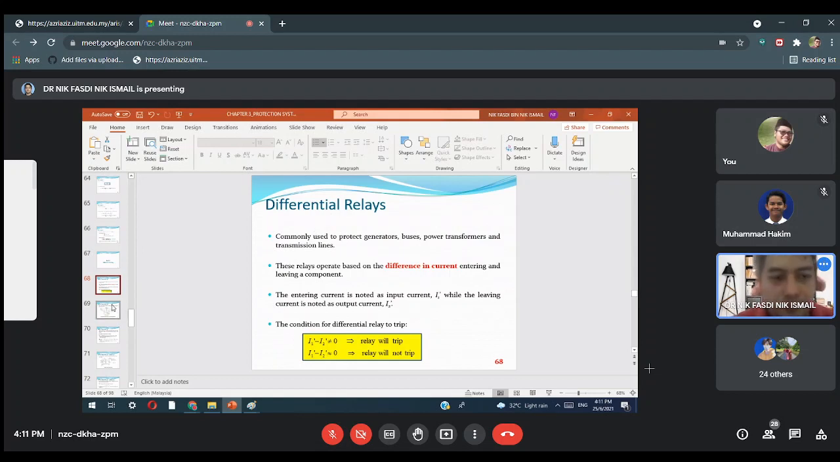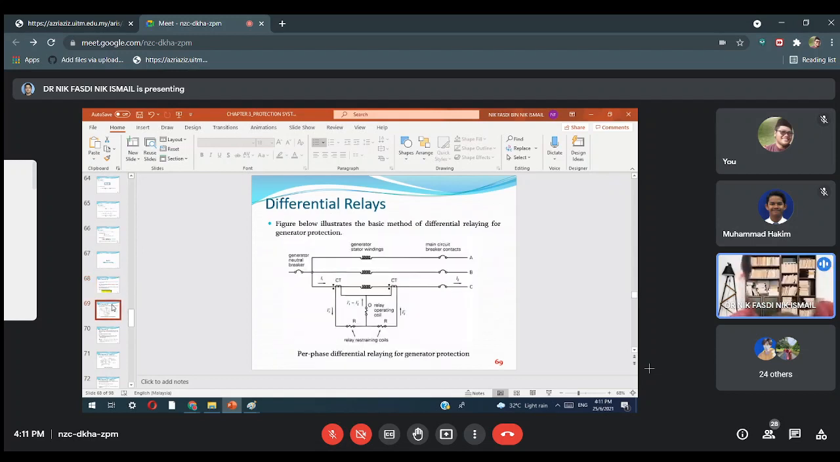Okay? Alright. So the figure below illustrates the basic method of differential relaying for generator protection. Usually you will have two like this. We try to protect the stator winding. We are protecting the equipment, not the transmission line. The breaker and so on is not there, as it is based on equipment protection. So basically the connection is like this. There are two CT ratios connected, one here and the other one on the other side. Okay. Alright.